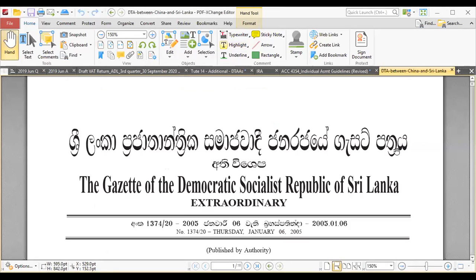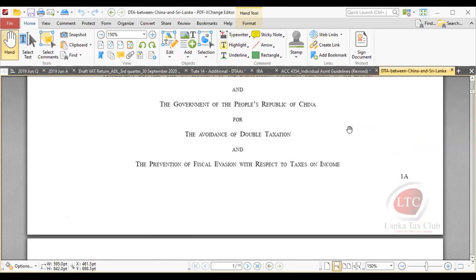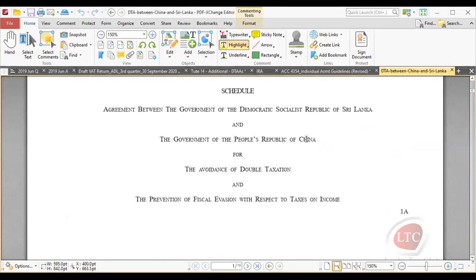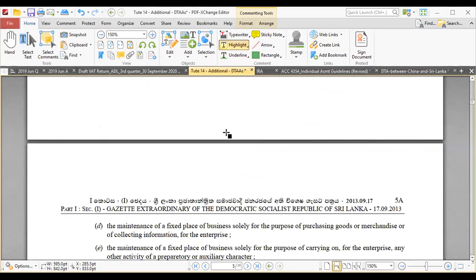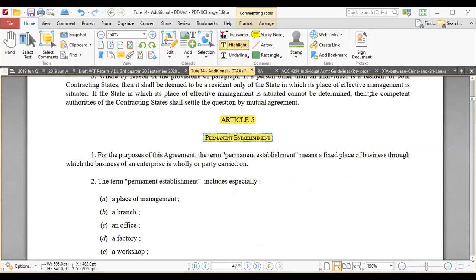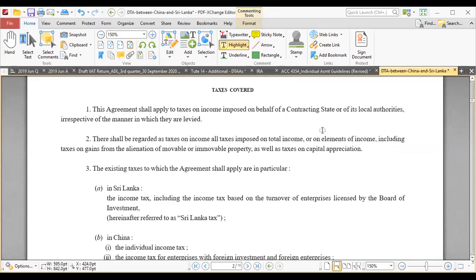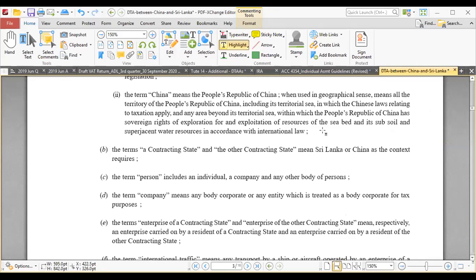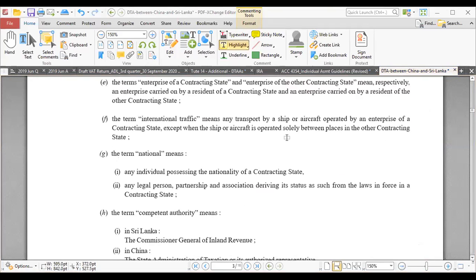Right here, can anyone tell me whether you can see the screen, the GTS which I am sharing now? It's China, right? This is India. Can anyone see this? Okay.